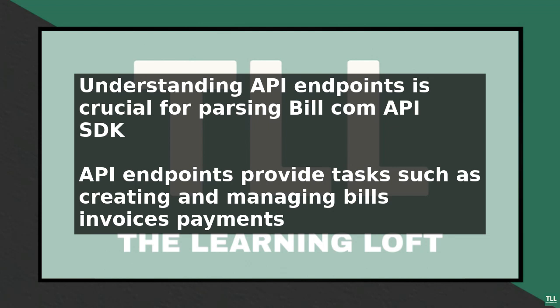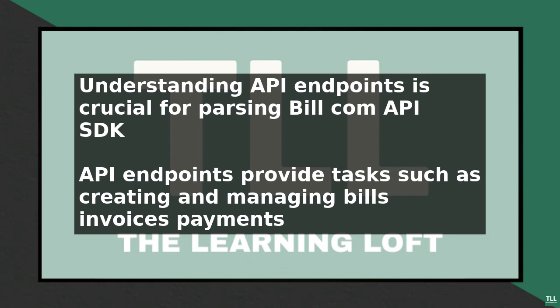Step 3: Making API requests. Once you have set up your API credentials, you can start making API requests. You can use a tool such as Postman or curl to send HTTP requests to the Bill.com API endpoints. For example, you can use the GET endpoint to retrieve a list of bills or the POST endpoint to create a new bill.